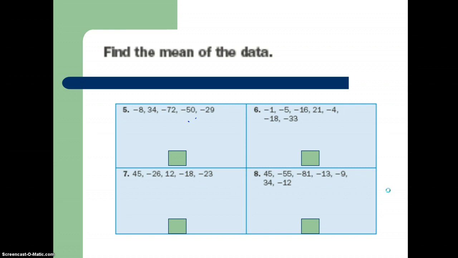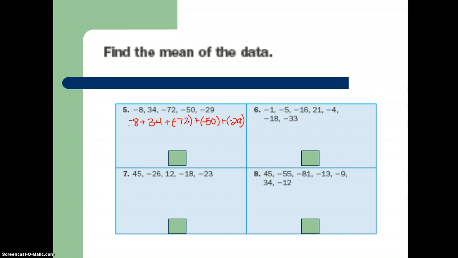Find the mean of the data: 5, 6, 7, and 8. Remember, you need to add all these numbers together first, and then divide by how many there are. No, you may not use a calculator. Please try this on your own. Add up the numbers first. Pause the video if you need to, and then go back and check your work to see if you're doing it right.